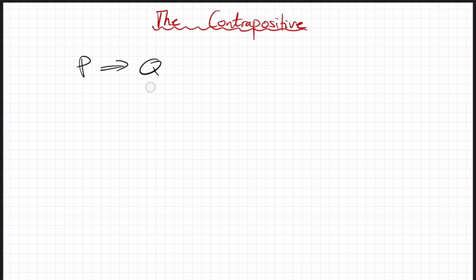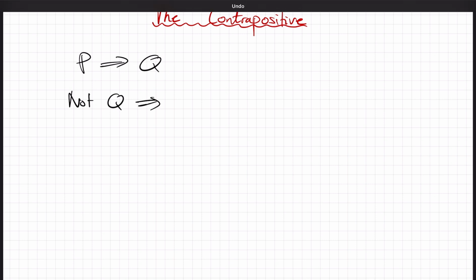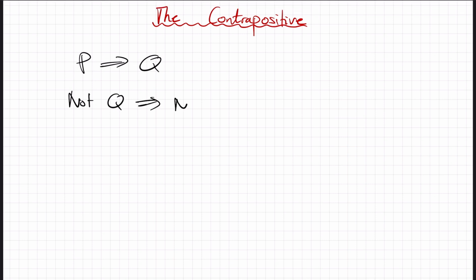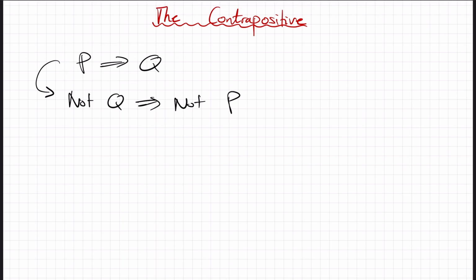The contrapositive is slightly different in that it's basically, since P implies Q, if Q doesn't happen, so we'll say not Q, if Q didn't happen, that must mean that P didn't happen either. So the contrapositive is the idea of negating a relationship in reverse. So I'll give you an example of this.